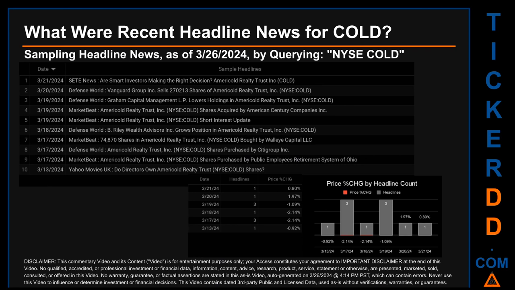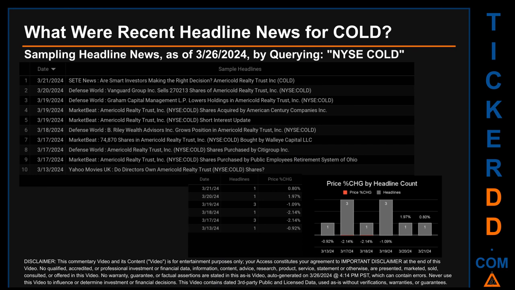Today, Tuesday, March 26, 2024, I sampled one of our news aggregators for latest headlines for this ticker. I did so by searching specifically by a keyword that may appear, broadly, in the title or the body, of discoverable news articles. The keyword that I used was a combination of the exchange and the ticker symbol. NYSE. COLD. The results show 10 unique headlines, published across 6 unique dates. Publication dates spanned 8 days.